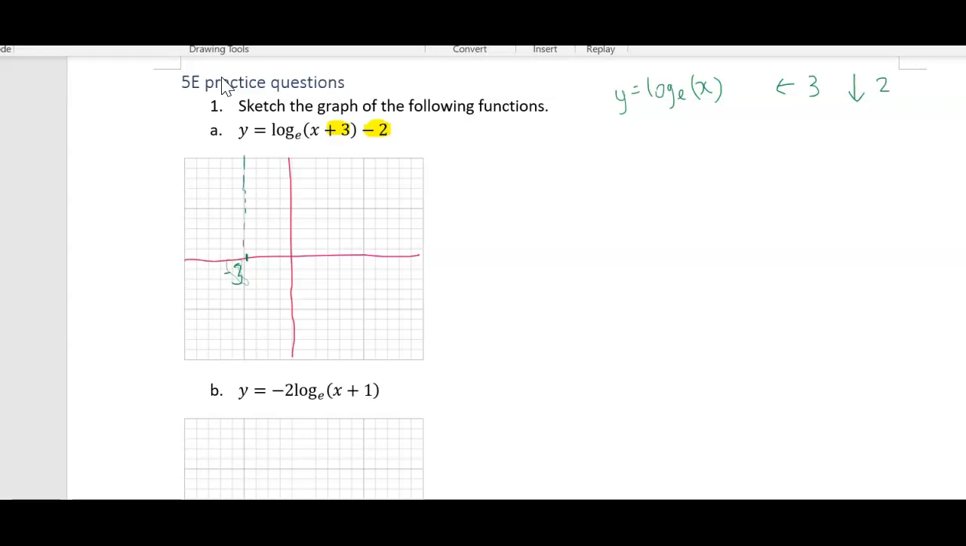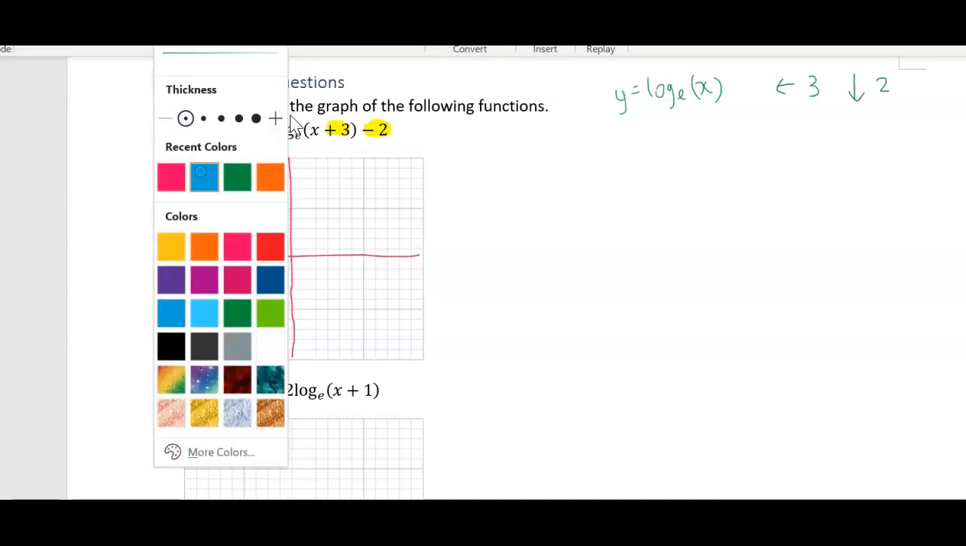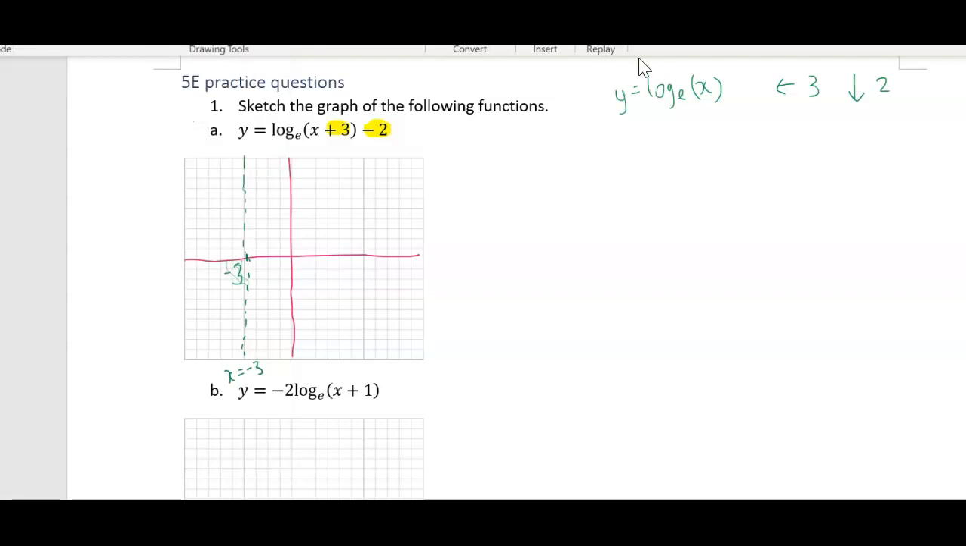Now, remember, when you're sketching, you can put your asymptotes in pen, but your sketching should be in pencil, just in case you make a mistake with your curve. All right, so your x-intercept, just like with any other function, we let y equal 0. So we're going to have 0 equals log base e of (x + 3) minus 2. So we're just going to quickly solve that for x.